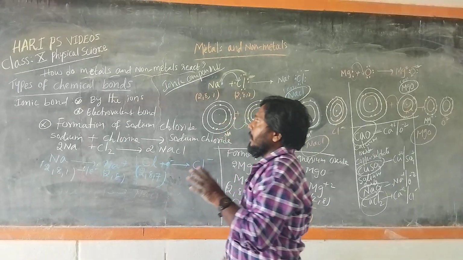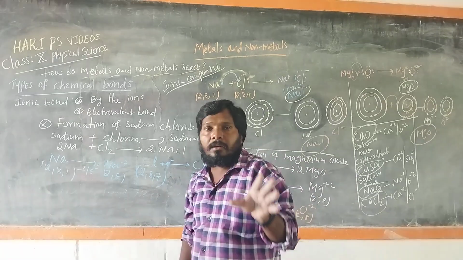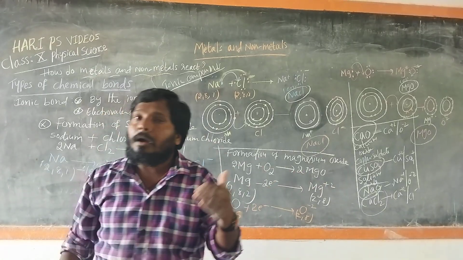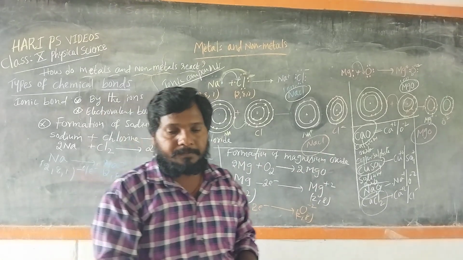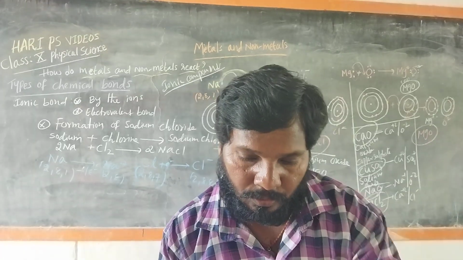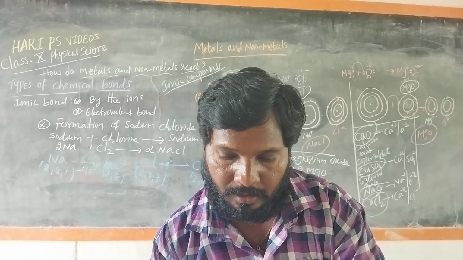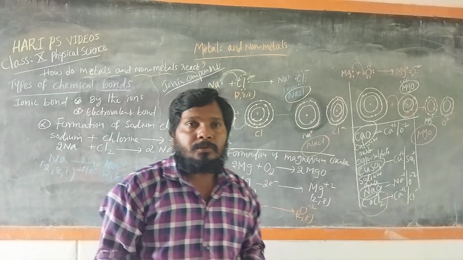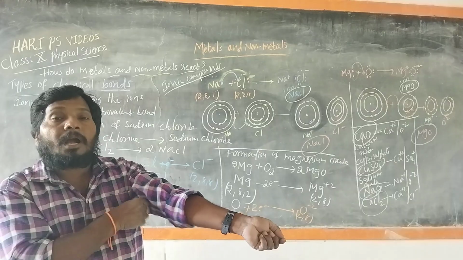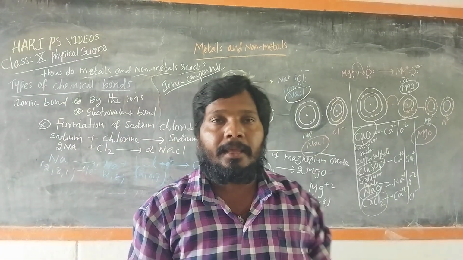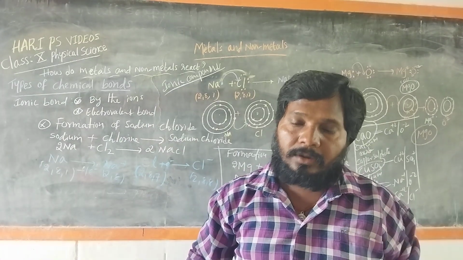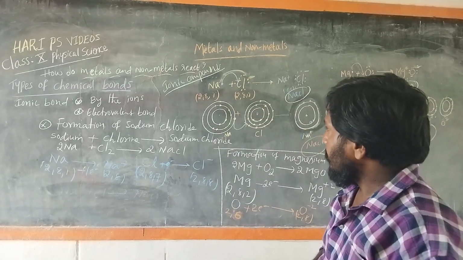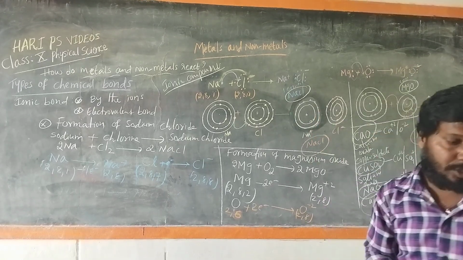What is an ionic bond? An ionic bond is formed by the transfer of electrons from one atom to another atom, meaning from metal to non-metal. Then coming to the properties of ionic compounds. What are the properties of compounds formed by ionic bonds? Ionic compounds are usually crystalline solids.